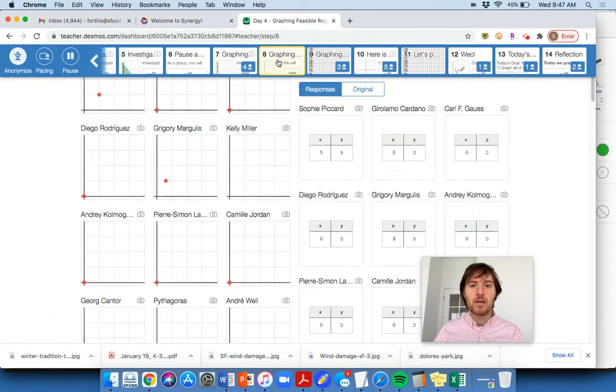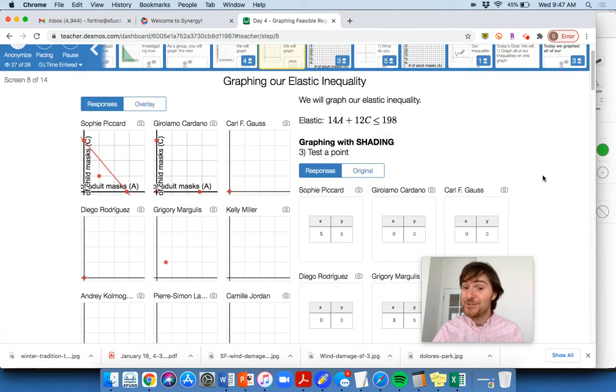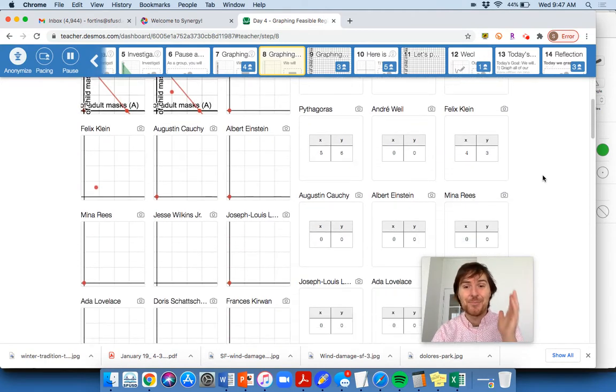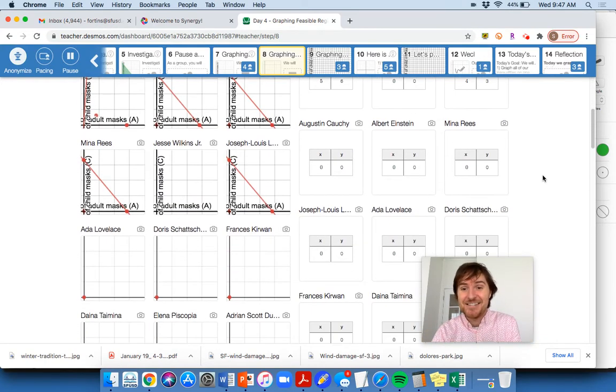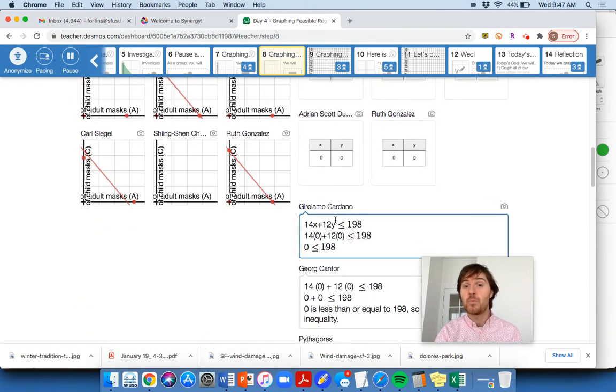It's slide 8 that we're on. Okay, a lot of people testing zeros. Some people tested other points. Can you test other points? Sure, that's fine. You can do that. But it might be easier to do 0, 0 because then it's just simple. 0 is less than a positive number. Cool. And we know that is true. A lot of people showing work here, which is great.